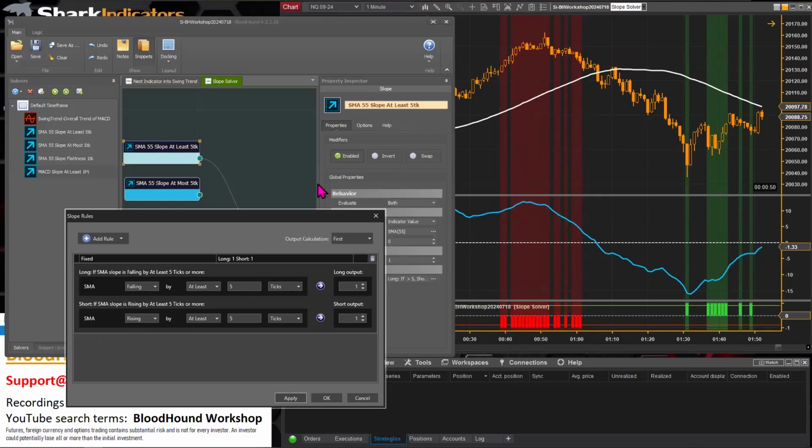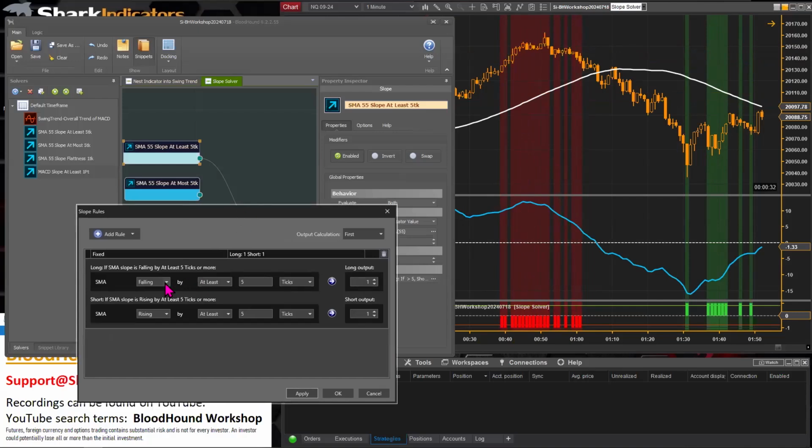In that case, you would want your slope solver to give you a short output because you're looking for a short signal eventually. Most likely you're going to generate your short signal a little bit later, but this will give you a heads up that it's coming. So counter trend signals are probably the most common reason for reversing the outputs here. Let me put these back to their defaults, like so. There we go.